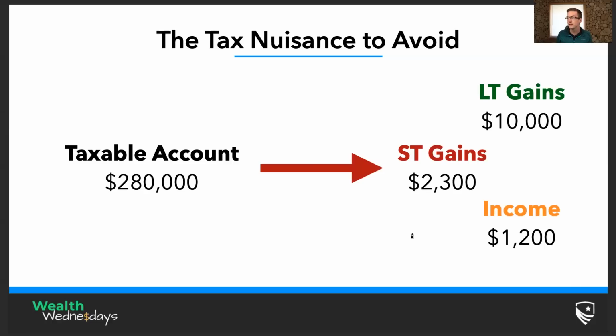For instance, here we see this person has about $14,000 in income coming from their taxable account. Now, this income is taxed at various rates. Obviously, short-term capital gains is taxed at the ordinary income rate, and long-term capital gains is taxed at the long-term capital gains rate.